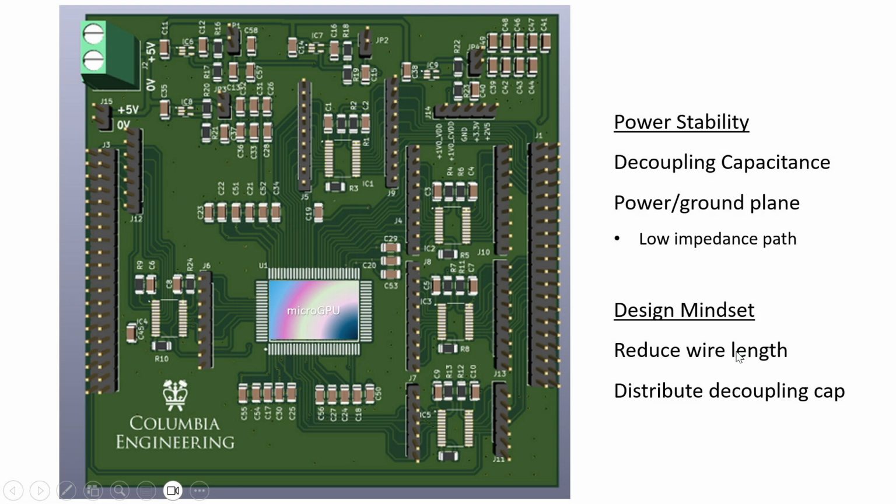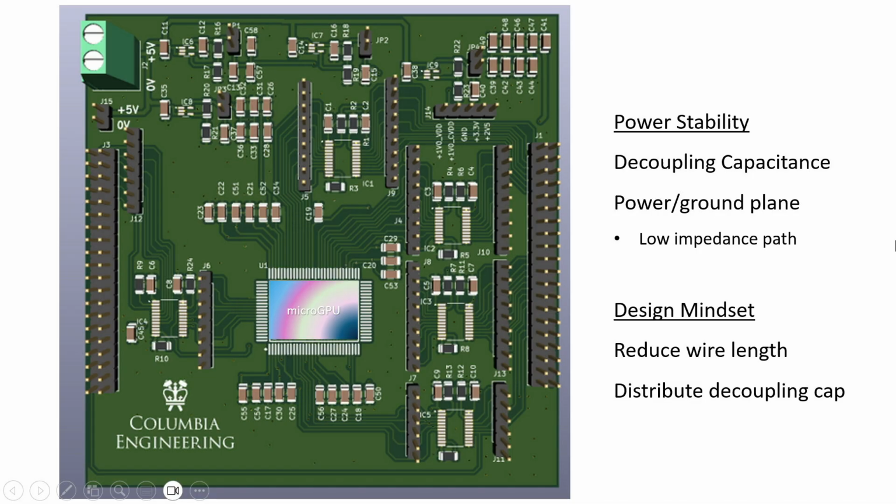Regarding the PCB here, we want to share more about our design mindset. When talking about the power stability, we made 2 improvements. The first is to add the coupling capacitance to avoid a sudden voltage drop. And the other is to add the power and ground plane to provide a low impedance power and return path for the current. So we have a 4-layer PCB here.